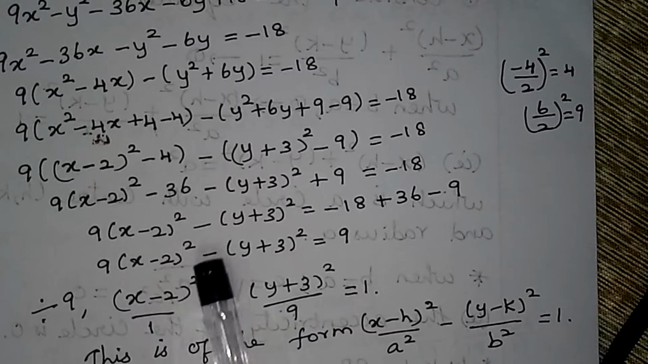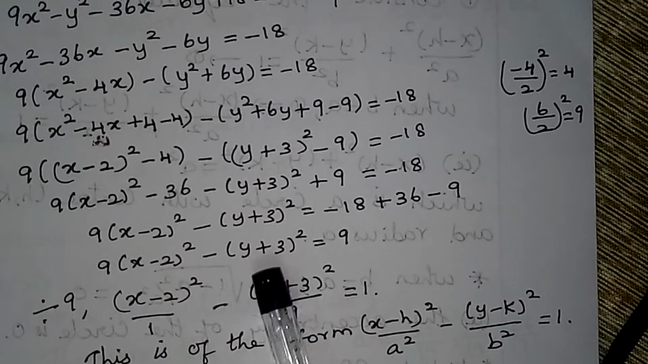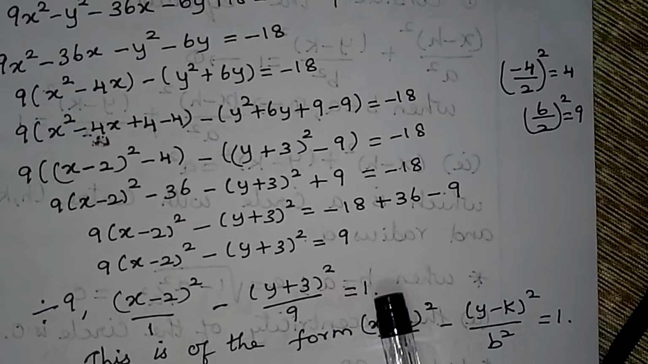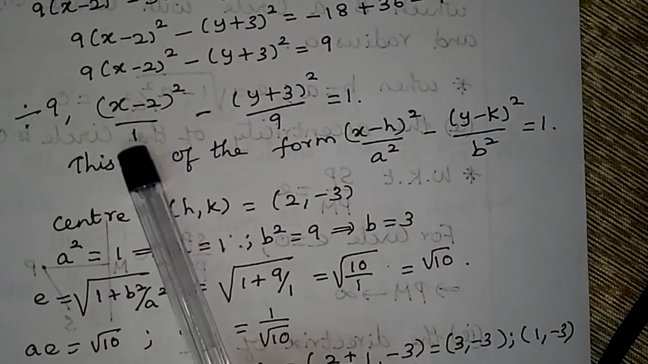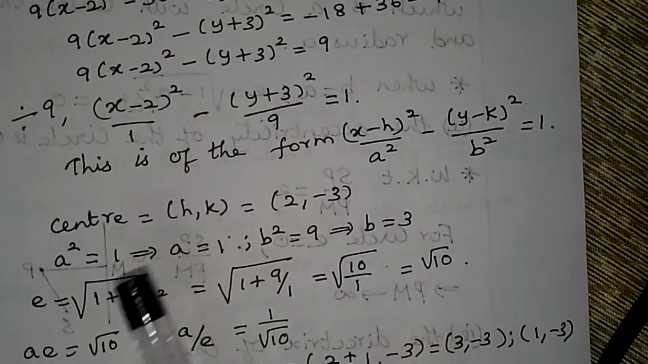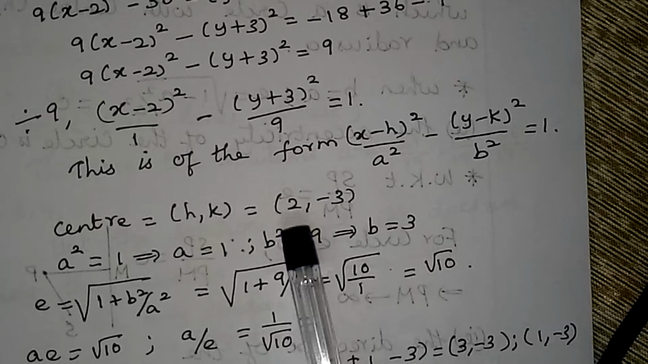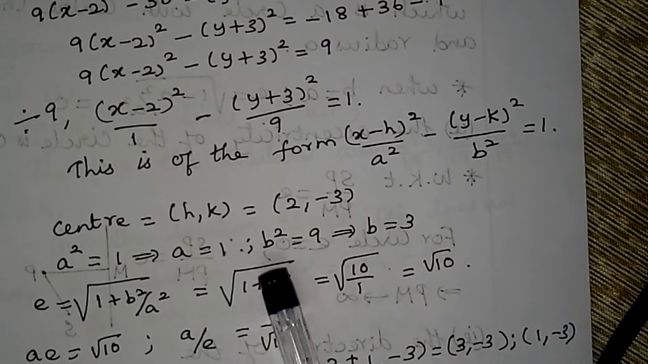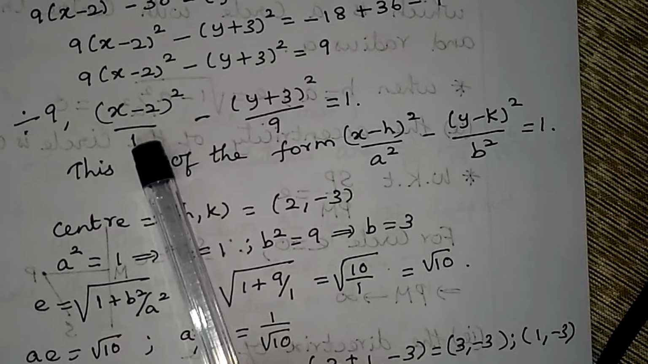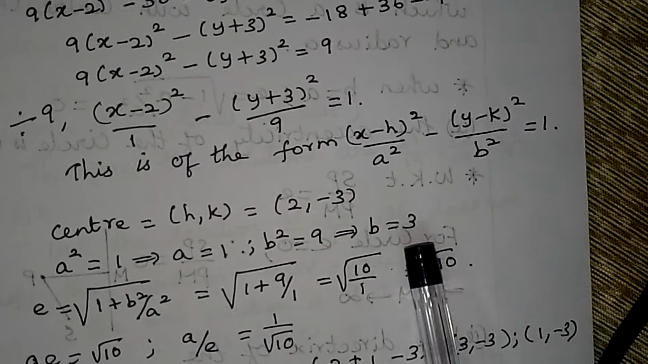So x minus 2 the whole square by 1. When we divide this by 9 it will be 1 minus y plus 3 the whole square by 9 equal to 1. So this is of the first type, and this is our a square value, this is our b square value. The center is h comma k. X minus h, h is 2. Y minus of minus 3, k is minus 3. So a square and b square you can find. A square is 1, b square is 9. So a value is 1, b value is 3.